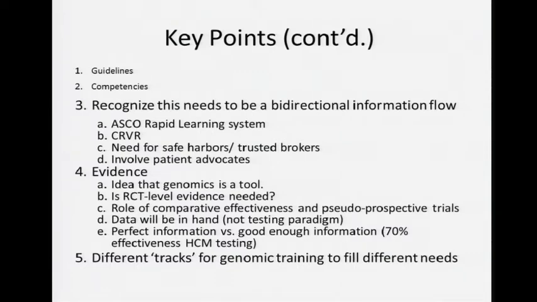But it's how do we use data that we already have. And then what was related in Bob's presentation, the concern about perfect information versus good enough information. The 70% effectiveness is better than not using the information at all because we're waiting for 100% effectiveness. And I think that's a very practical, pragmatic argument that can be made.